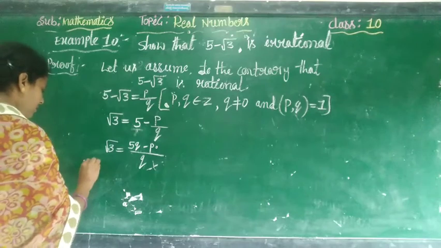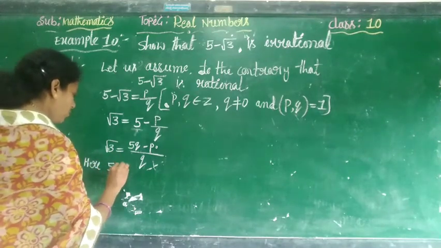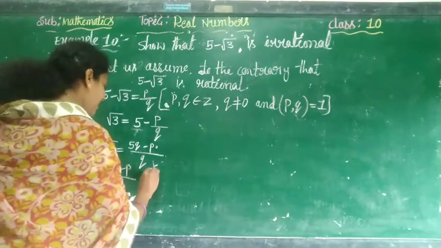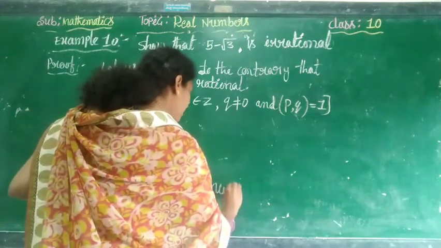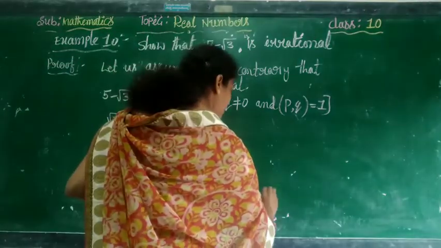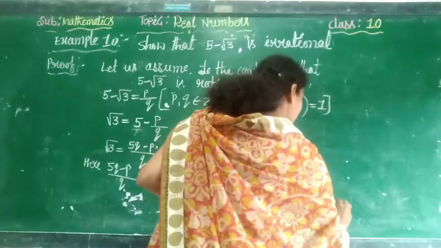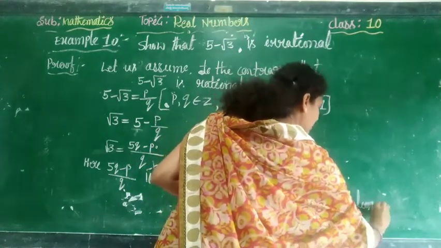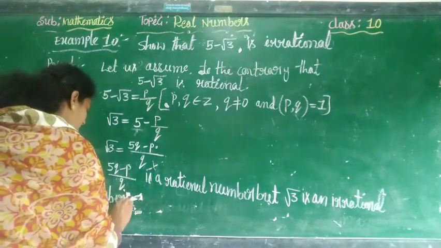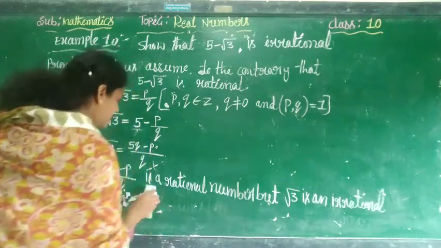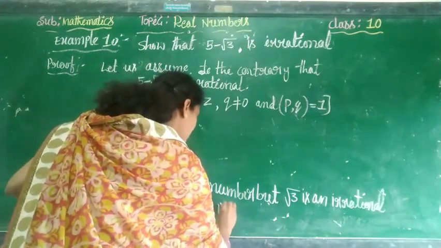So here 5q minus p by q is a rational number, but root 3 is an irrational number. Therefore this is not possible.